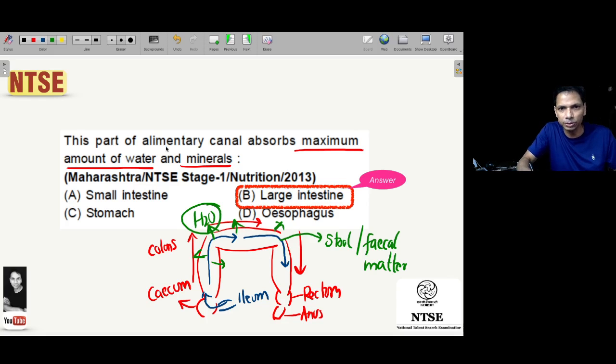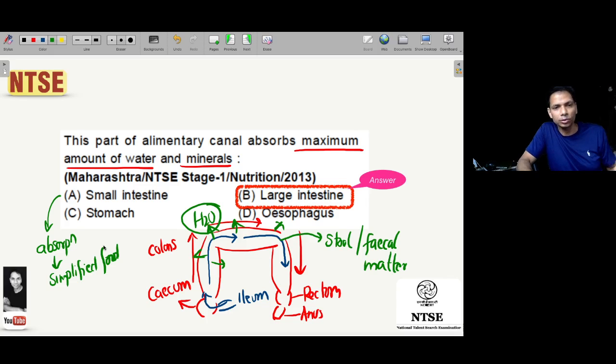So maximum absorption of water takes place in the large intestine, not in the small intestine, not in the stomach, not in the esophagus. In the small intestine, we see absorption of simplified food. All digested, simplified food is absorbed. Starch is digested into glucose, and that is absorbed. Proteins are converted into amino acids, and that is absorbed. Fats are converted into fatty acids and cholesterol. But the maximum absorption of water and minerals takes place in the large intestine.